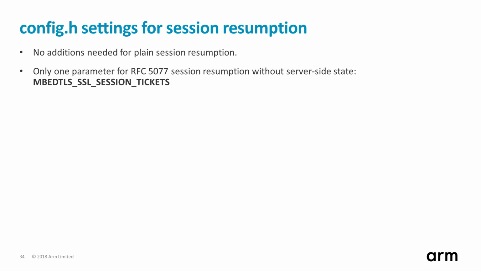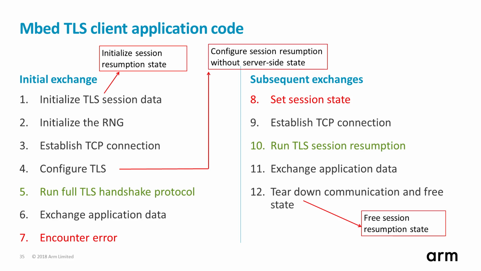To enable session resumption without server-side state, as defined in RFC 5077, it is necessary to add the MBEDTLS_SSL_SESSION_TICKETS preprocessor directives. The Mbed TLS client application needs to change a bit when using session resumption, as this slide illustrates. Our code needs to do 2 or more TLS handshakes. The initial exchange performs the full TLS handshake and establishes the state or the ticket. Subsequent exchanges utilize the established state to perform session resumption.